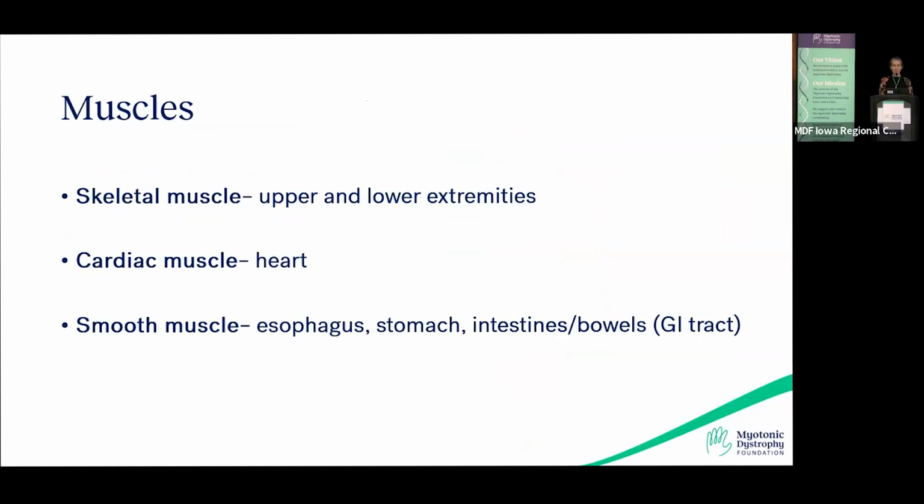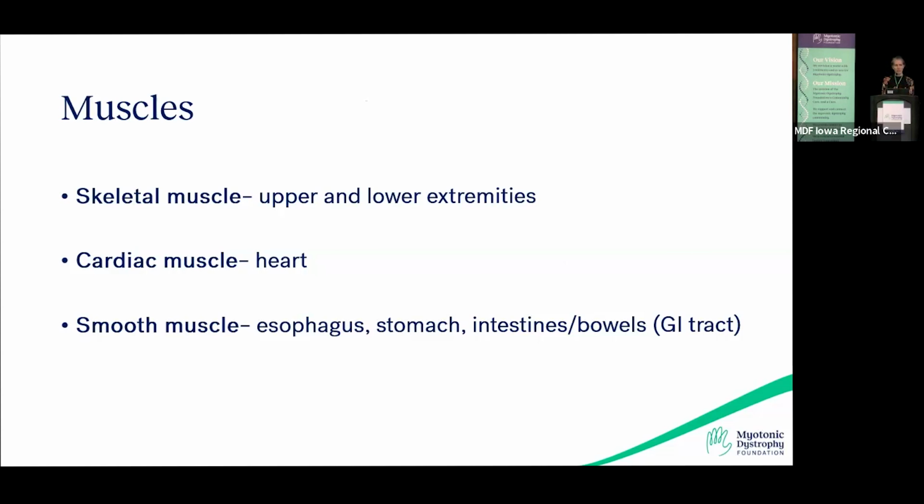So the muscles are involved. This includes skeletal muscle, cardiac, and smooth muscle. The skeletal muscles are going to be the large muscles in your arms, legs, face, neck. Cardiac refers to the heart, and the smooth muscle is found within your GI tract. That's the esophagus, stomach, intestines, bowels. Those are the muscles that keep food moving through our bodies.